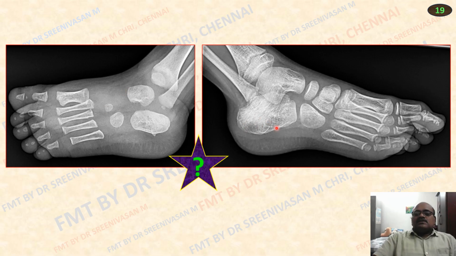In this X-ray, the primary center for calcaneus has appeared. There is no hyperdense shadow here. Sandy center not appeared. Talus appeared. Navicular appeared. Cuboid appeared. Medial, intermediate, and lateral cuneiform. So 1, 2, 3, 4, 5, all 7 tarsal bones have appeared. But the sandy center has not appeared, less than 8 years, right?